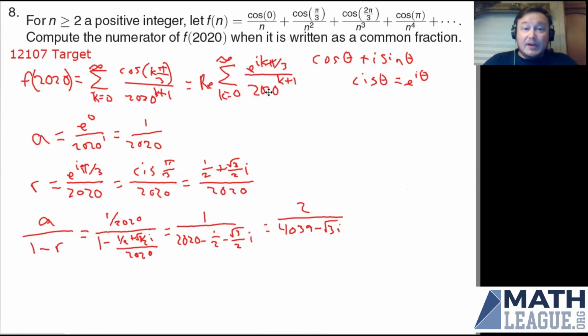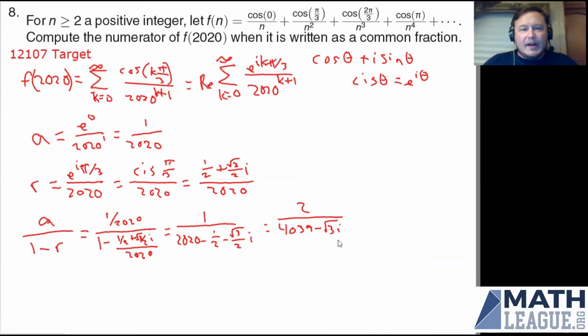That's the sum that we have up here, at least. But I need the real part of it, right? So I need the real part of this thing in order to get my answer. And then, of course, I'm still looking for the numerator. Anyway, to get the real part of this, what we need to do is turn it into an actual complex number, right? Some real number plus i times another real number.